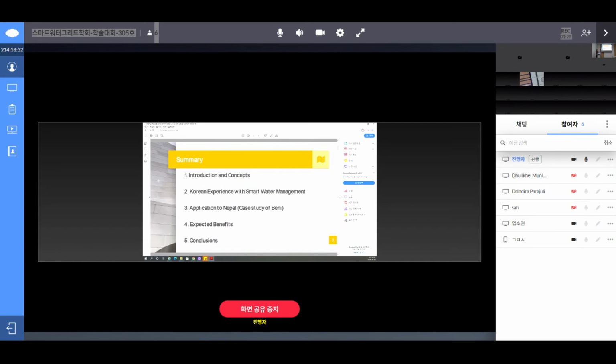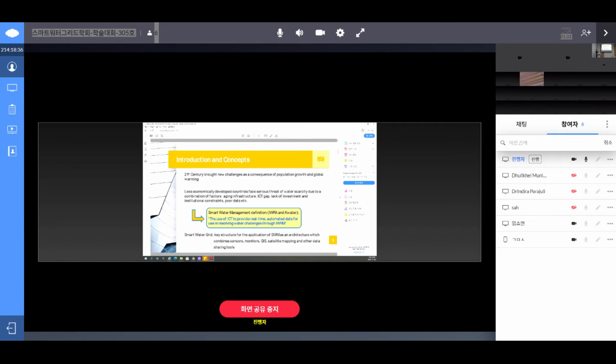So the summary of the presentation is the following. We are going to start with some introduction and concepts. We know that the 21st century brought new challenges, principally as a consequence of population growth and global warming. In the case of less economically developed countries, they are facing a serious threat of water scarcity, and that's due to a lot of factors. It can be aging infrastructure, ICT gap, lack of investment, institutional constraints, poor data, and also a combination of all of these.